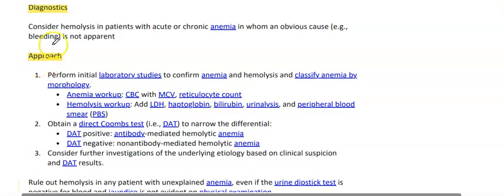Now, how to diagnose? Consider hemolysis in a patient with acute or chronic anemia in whom an obvious cause, for example bleeding, is not apparent. How should we approach? Initial lab studies are to confirm anemia. First, we confirm the anemia and then classify it by morphology. So first we do CBC with MCV and retic count. MCV should be 80 to 100 and retic count will be elevated in hemolytic anemia.